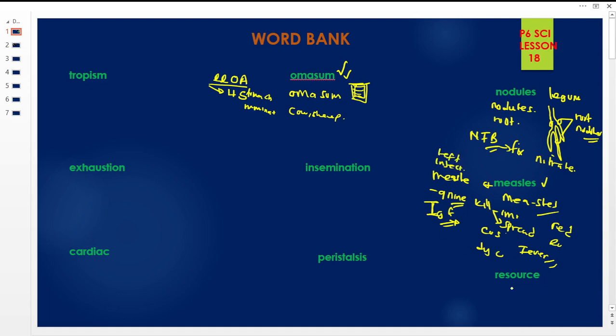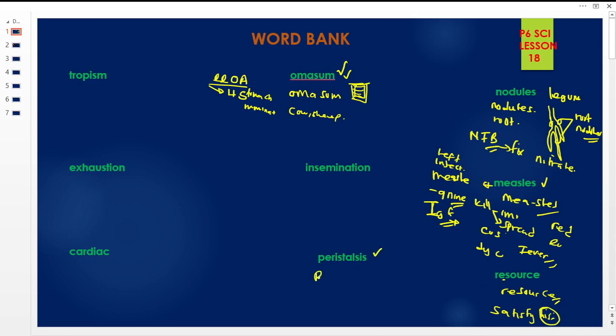So our other word here is resource. What is a resource? A resource is a material or something that man can use to satisfy his needs. So the things that man can use to satisfy his needs are called resources.